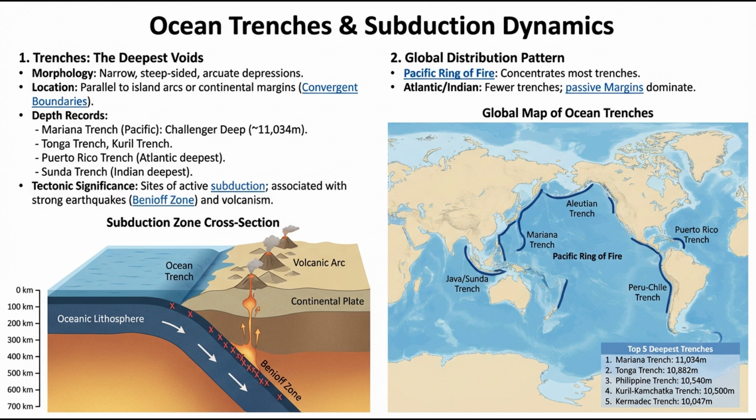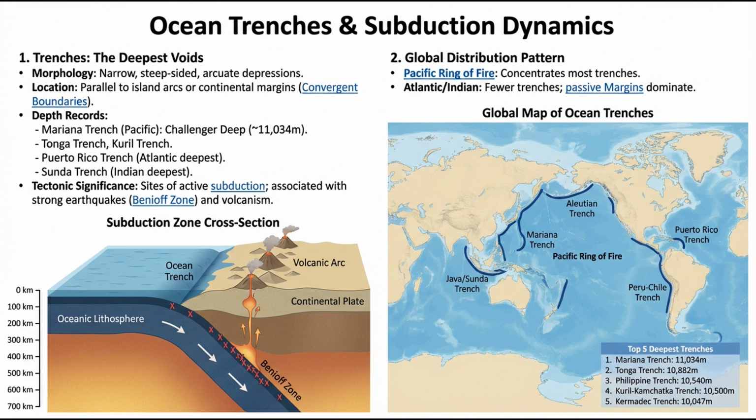Look at the cross-section. The heavy oceanic plate is sliding beneath the lighter plate. This friction creates massive earthquakes. The zone of earthquake foci inclined into the mantle is called the Benioff zone. As the plate goes deeper, it melts, sending magma up to form volcanic arcs like Japan or Philippines, parallel to the trench. Note the distribution.